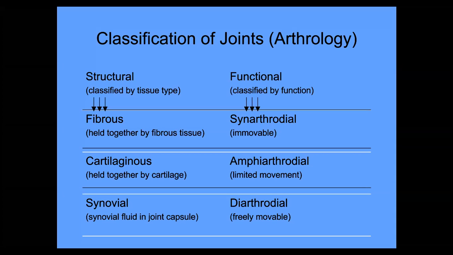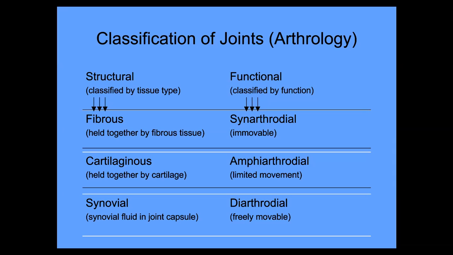And then we have cartilaginous, and these are held together by cartilage. And then we also have synovial joints. And these are, again, classified as synovial because they have synovial fluid in a joint capsule. I'm going to start off with fibrous joints.